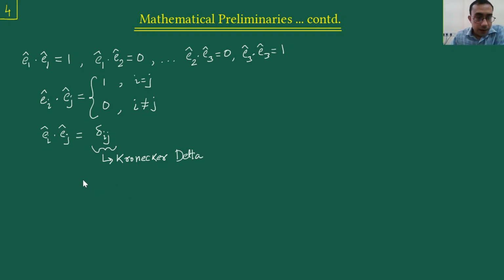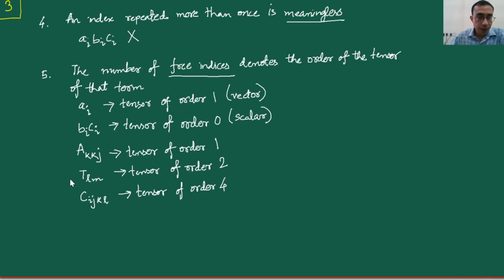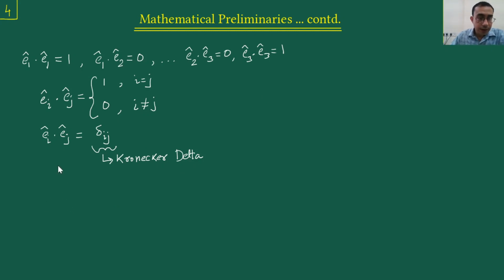Now it is important to note, despite what we had been discussing in the previous part of the lecture, if we go back quickly to the previous page, we had said that the number of free indices denotes the order of the tensor of that term. That should not give us a wrong impression that here i is one index and j is another index, so in total this entity has two free indices and is a tensor of order 2.